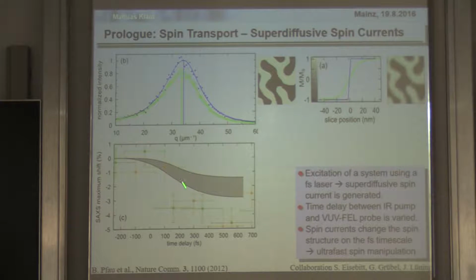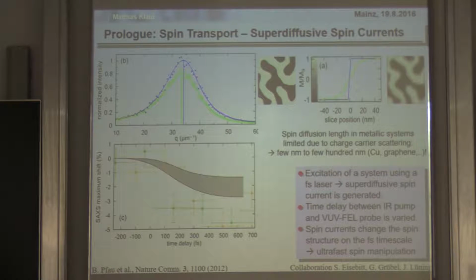And the interesting thing is, if you look at it, it really happens on a few hundred femtosecond time scale. So this is something which is very exciting because it can be super fast. You can change the spin structure at 300 femtoseconds using these superdiffusive spin currents. So that's something that we're doing as part of this collaborative research center together with Kaiserslautern.